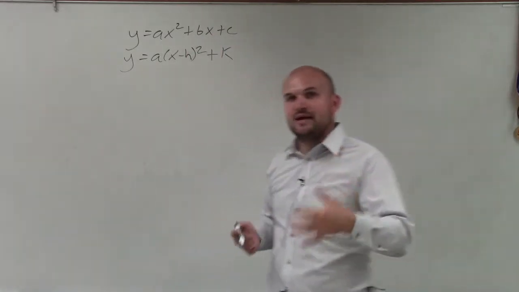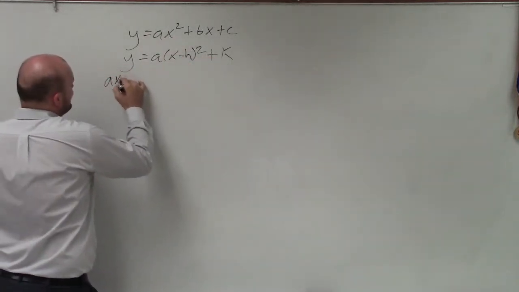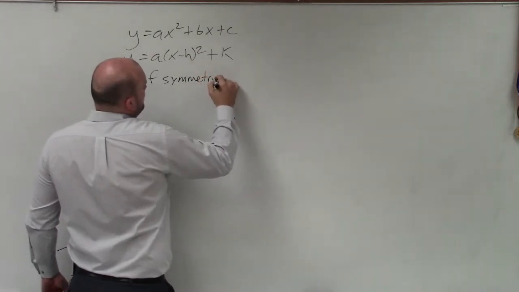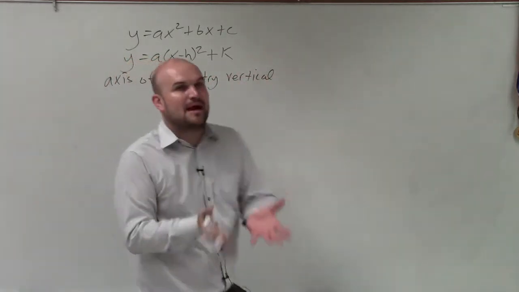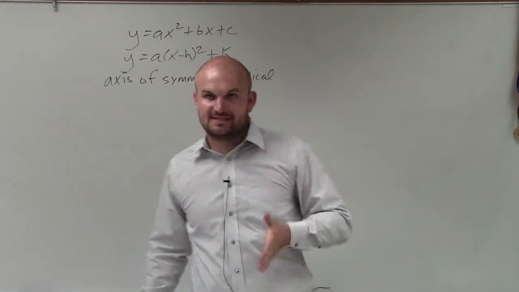So we need to make sure we have another equation. Now, again, these two equations are for when our axis of symmetry was vertical. It didn't matter if the parabola opened up or opened down. We always had a vertical axis of symmetry.